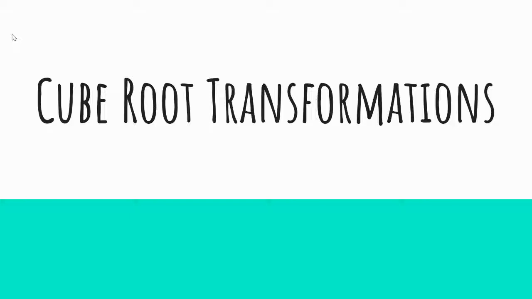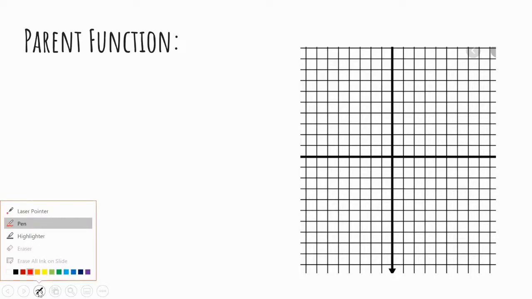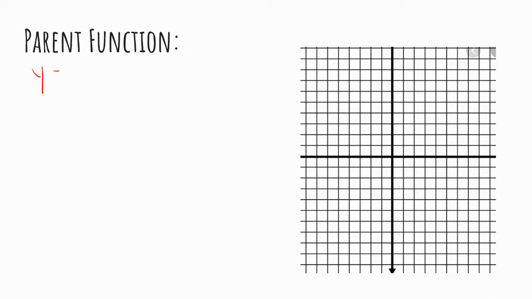All right, ladies and gentlemen, today we are going to talk about transformations of the cube root function. So let's talk here about the parent function. Our parent function is y equals the cube root of x. We know it's a cube root because the index of that root is a 3. If there is no index, it's an understood 2, and it's a square root then, which we learned about last week.